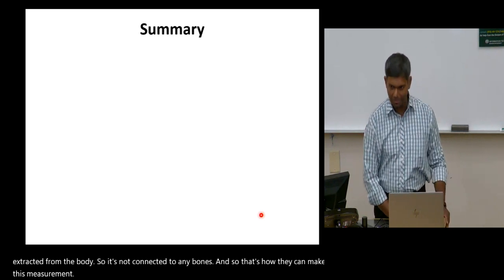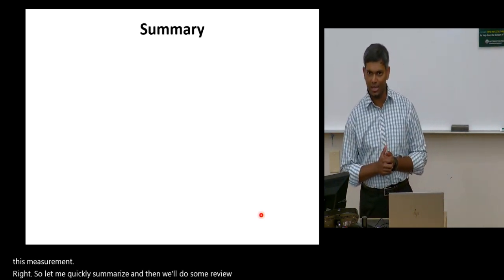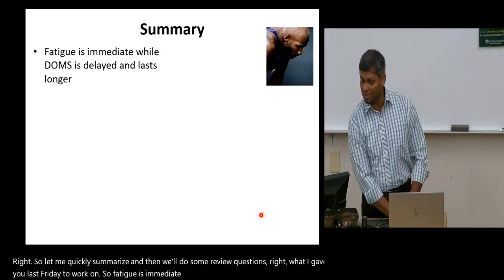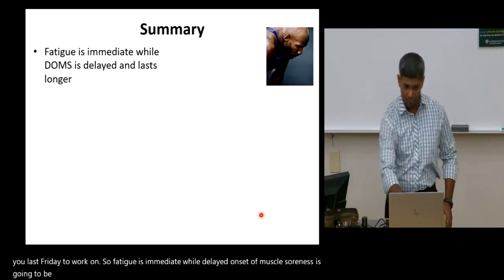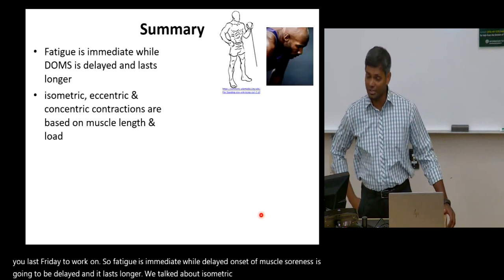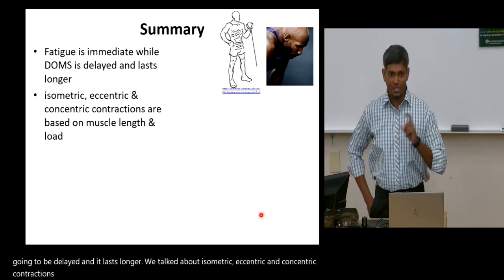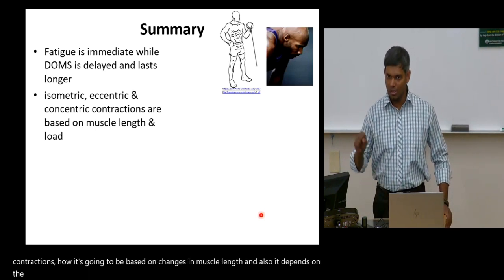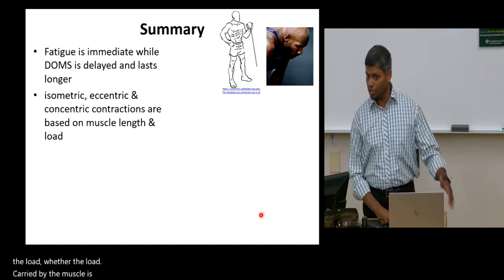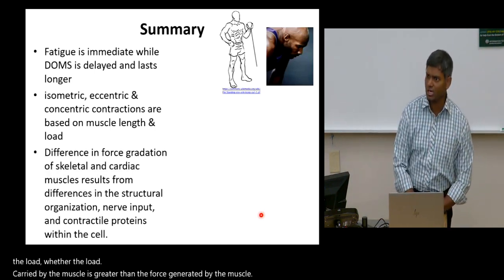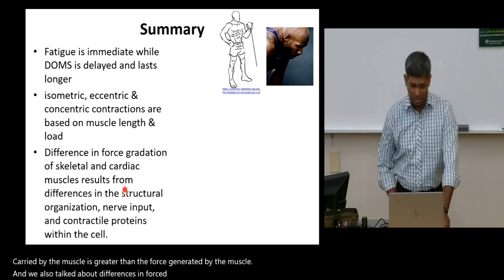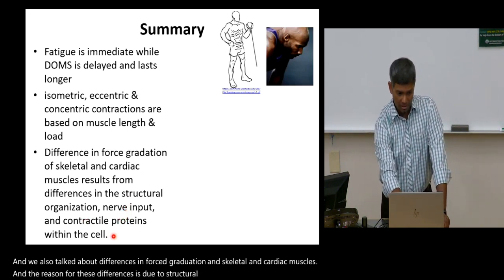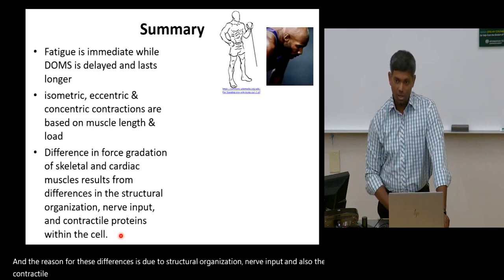All right. Let me quickly summarize, and then we'll do some review questions from what I gave you last Friday. Fatigue is immediate, while delayed onset of muscle soreness is delayed and lasts longer. We talked about isometric, eccentric, and concentric contractions, how they're based on changes in muscle length, and also depend on the load, whether the load carried by the muscle is greater than the force generated by the muscle. We also talked about differences in force gradation in skeletal and cardiac muscles, and the reason for these differences is structural organization, nerve input, and the contractile proteins within the cell.